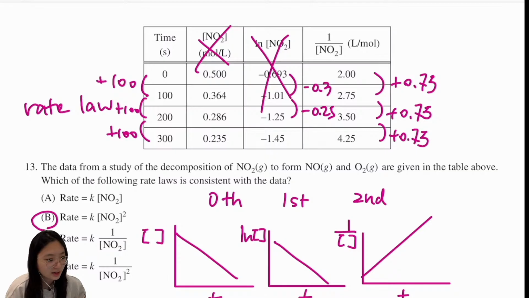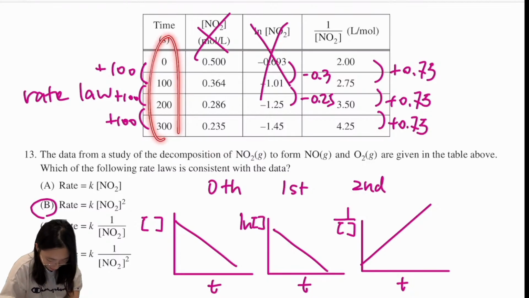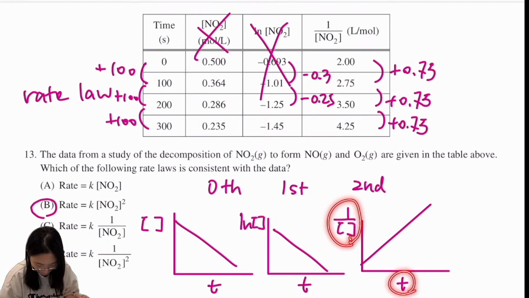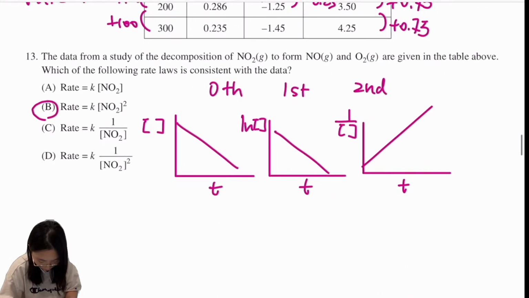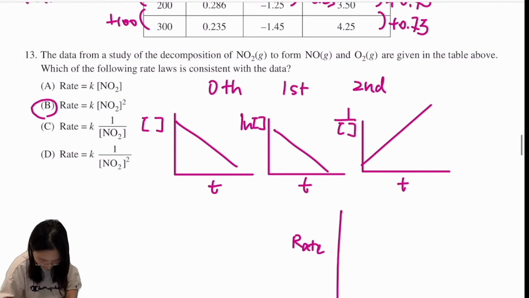How is it B and not C? Okay, so this graph is a linear relationship between the reciprocal of the concentration and time. And this is rate versus the concentration. It's like two different graphs. This is rate versus the concentration of the reactant.